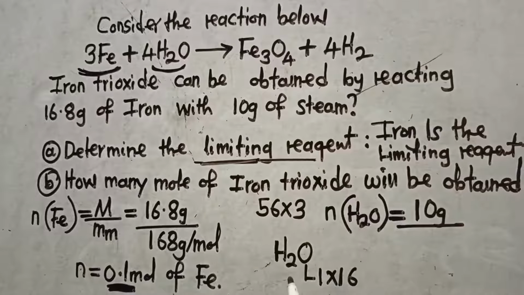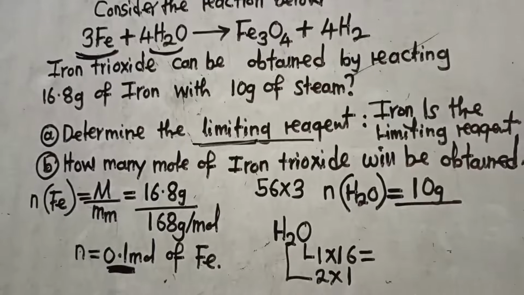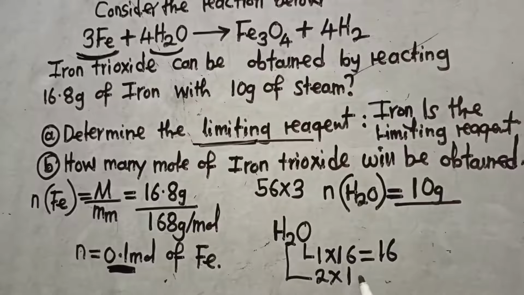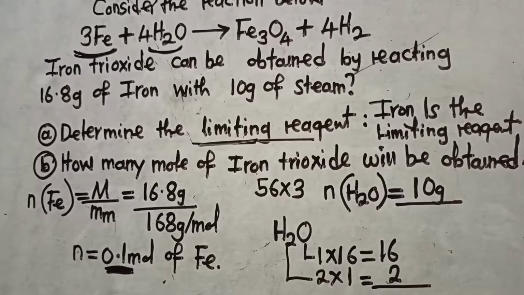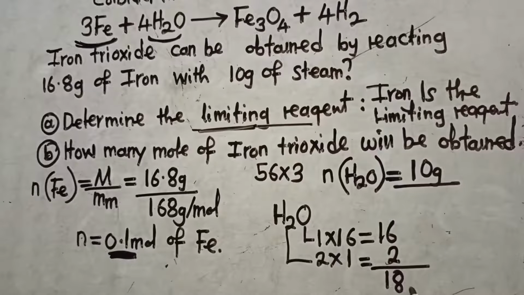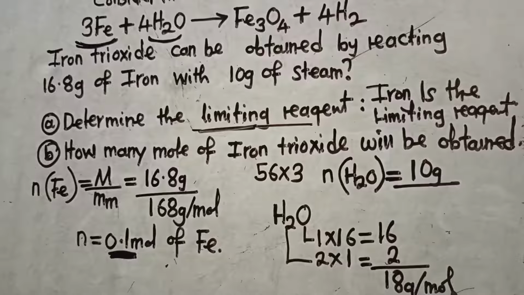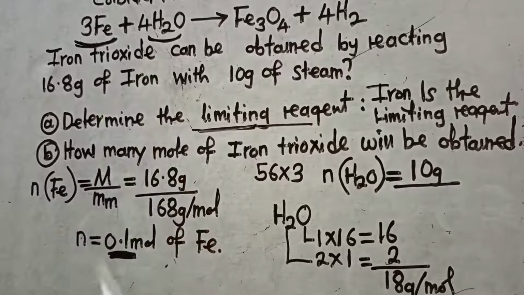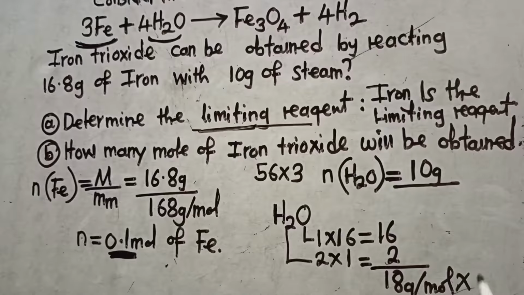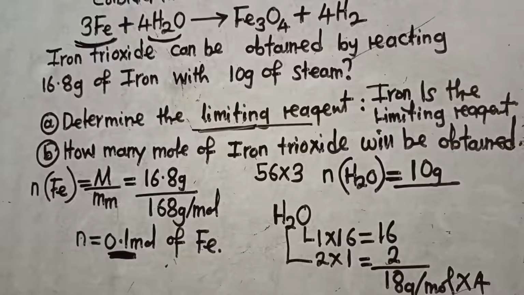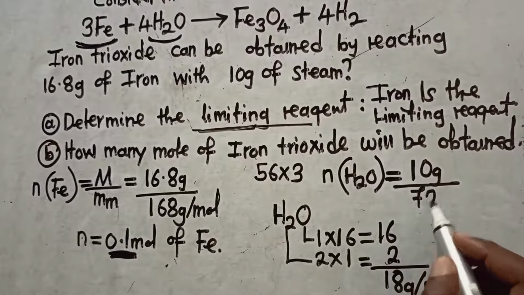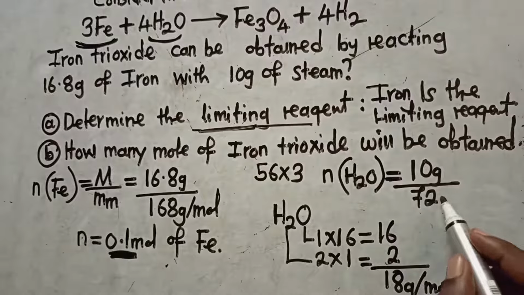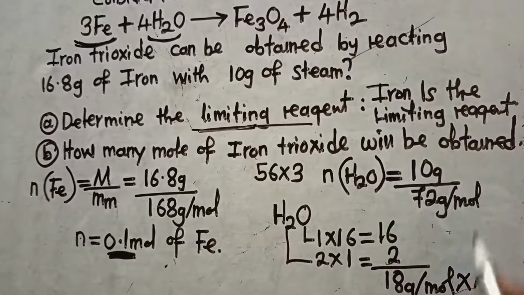This is 1 times 16. There are 2 atoms of hydrogen, 2 times 1. So this is 16, this is 2. The answer you are going to have there is 18 grams per mole. There is a 4 that is there, so you multiply this by 4. The answer you are going to get is 72, if I'm not mistaken. So 72 grams per mole.